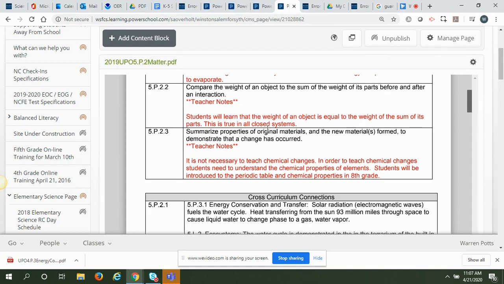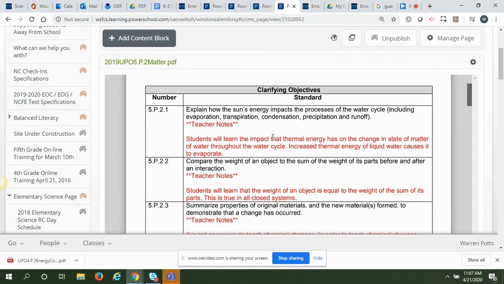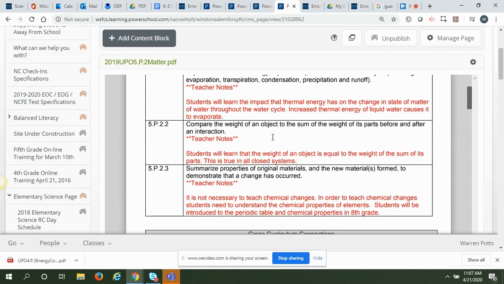And what this standard is not about is the chemical changes. It's really taking observations, both qualitative and quantitative, of what's happening before and after, and also those observations of what happens during the interaction too.